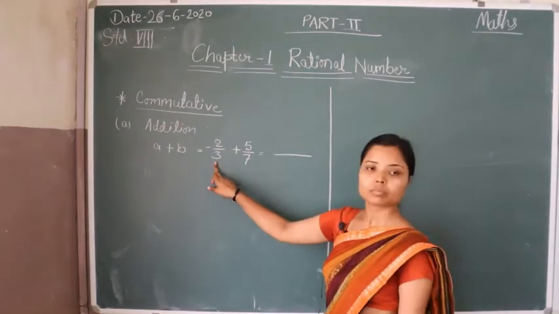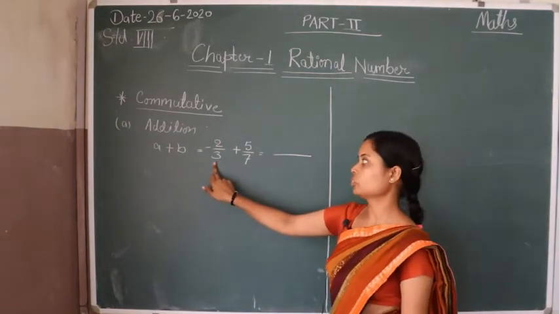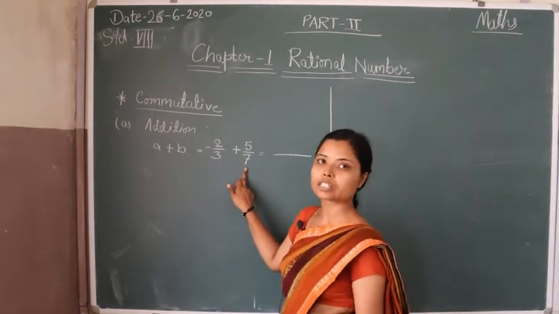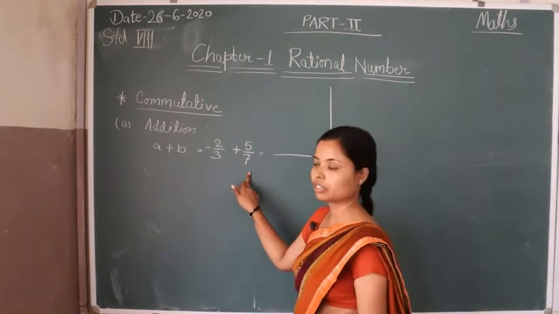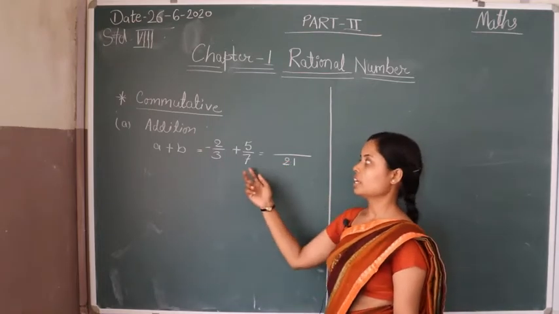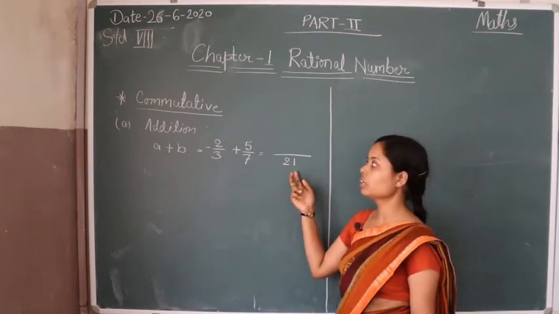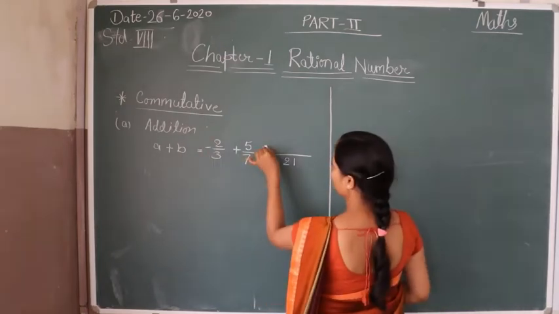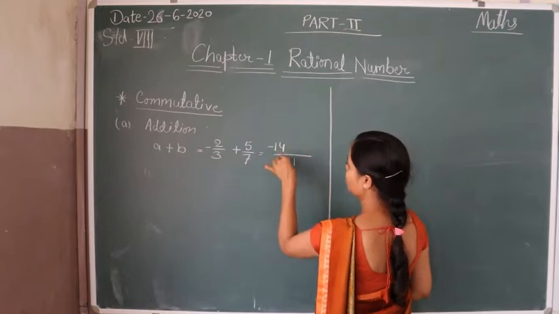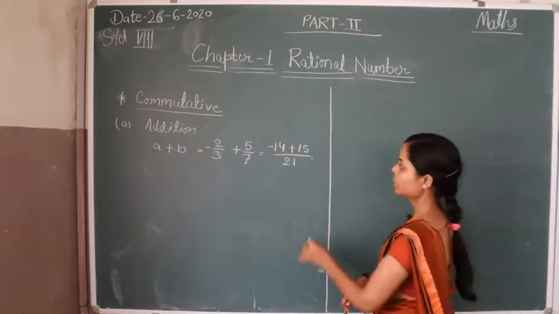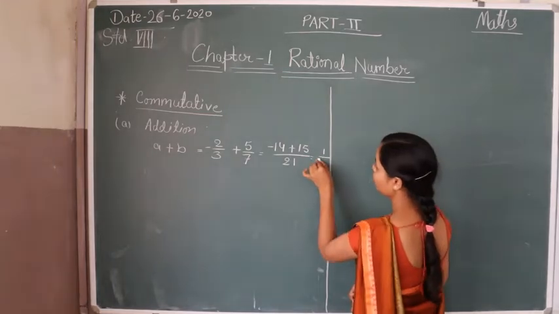Look at here, in the denominator we have 3 and 7. So firstly you find the LCM of both denominators. As we learned in previous classes, the LCM of 3 and 7 is 21, and then find the cross multiplication of these numbers. So 7 2s are 14, put the symbol also, and then 15. What we get? We get 1 by 21.